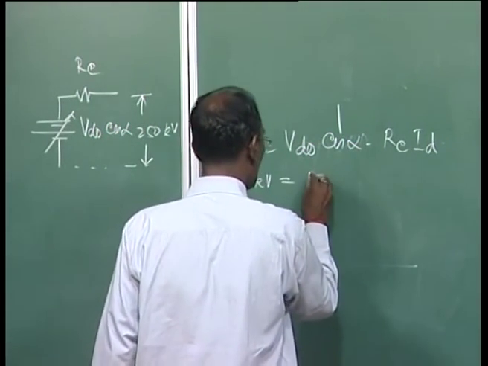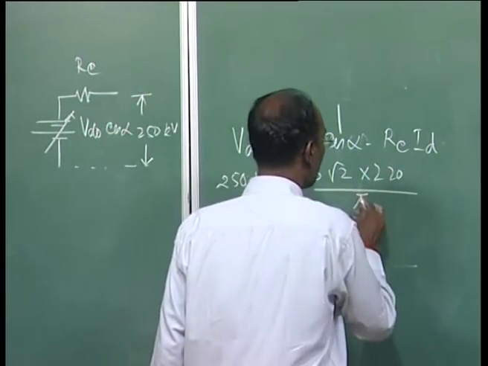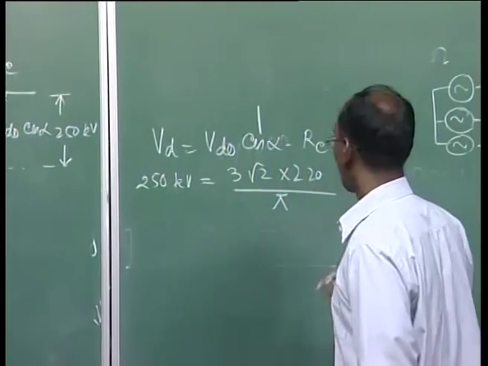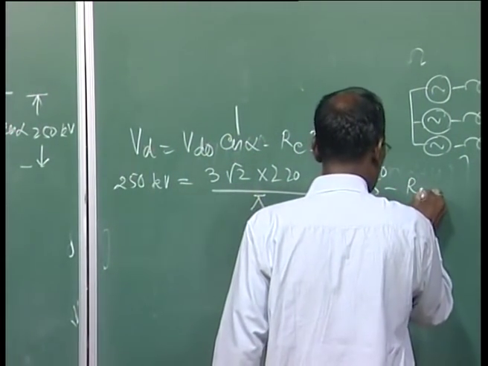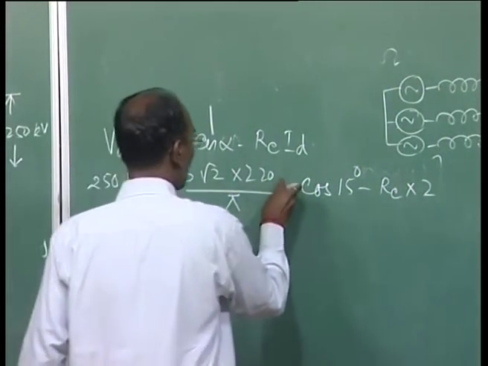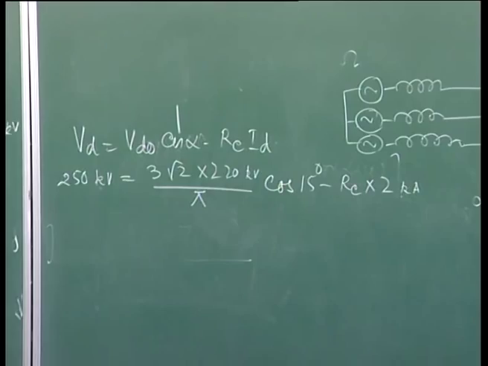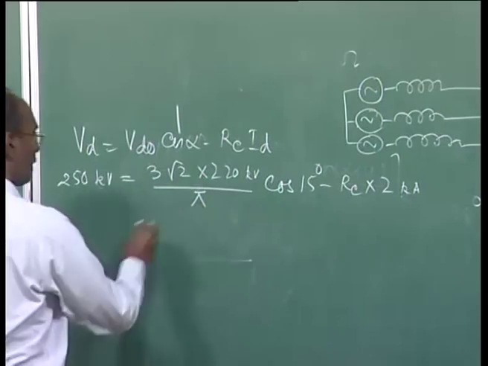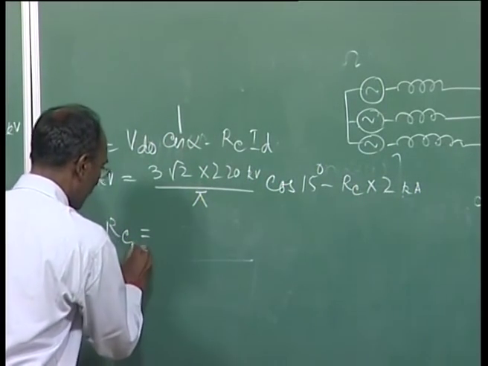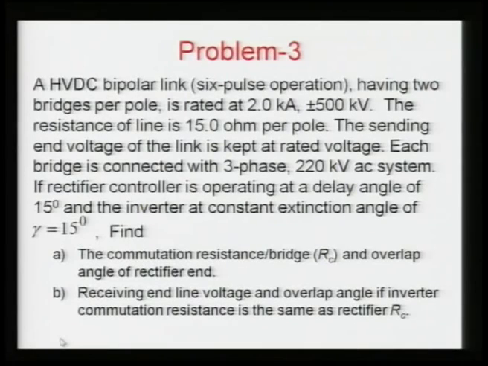So, here it is now 3 root 2 into 220 divided by pi cos 15 degree, minus RC into 2, because it is 2 kiloampere. This K here basically is kV, here it is kA. So, this K is cancelled, and then from here you can calculate this RC value. RC basically is of your rectifier, and as per my calculation it is coming out to be 18.49 ohm.